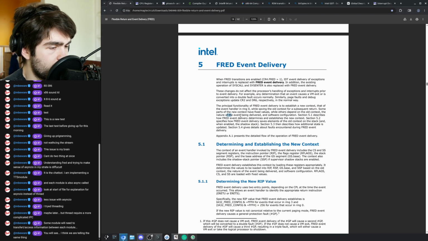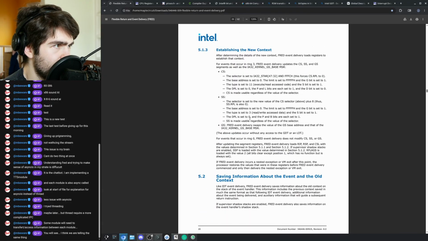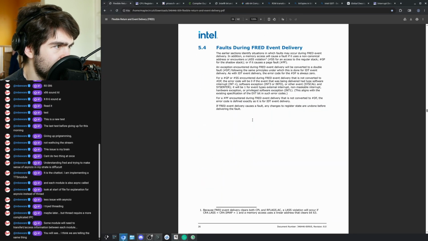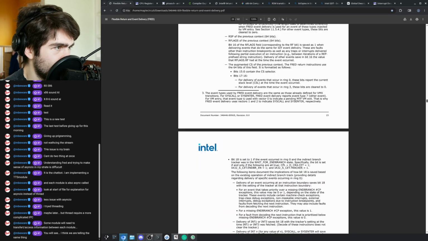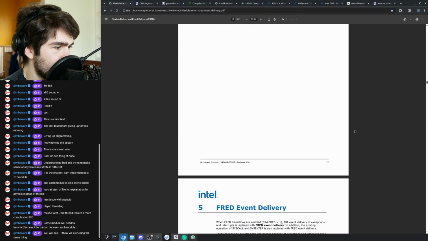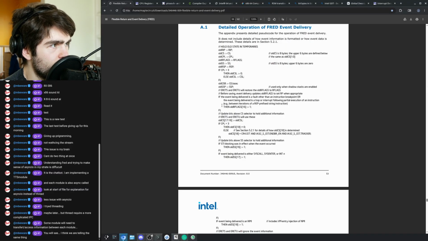My brain has a hard time. Appendix A.1 presents a detailed flow of the operation of FRED event delivery. Maybe I need to read this. Can I just read this and maybe get a better understanding? I can just click it, right? We're not savages. We're talking about one of the biggest companies in the world, of course.